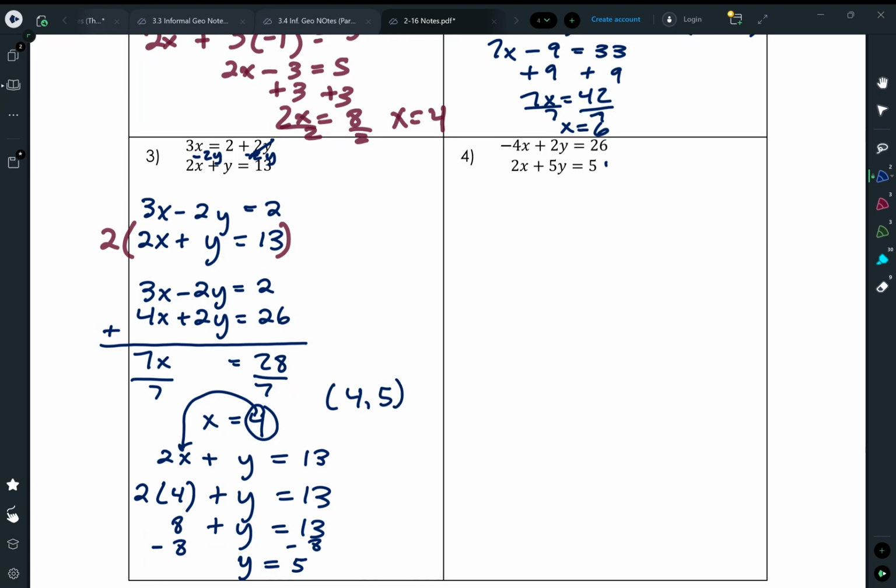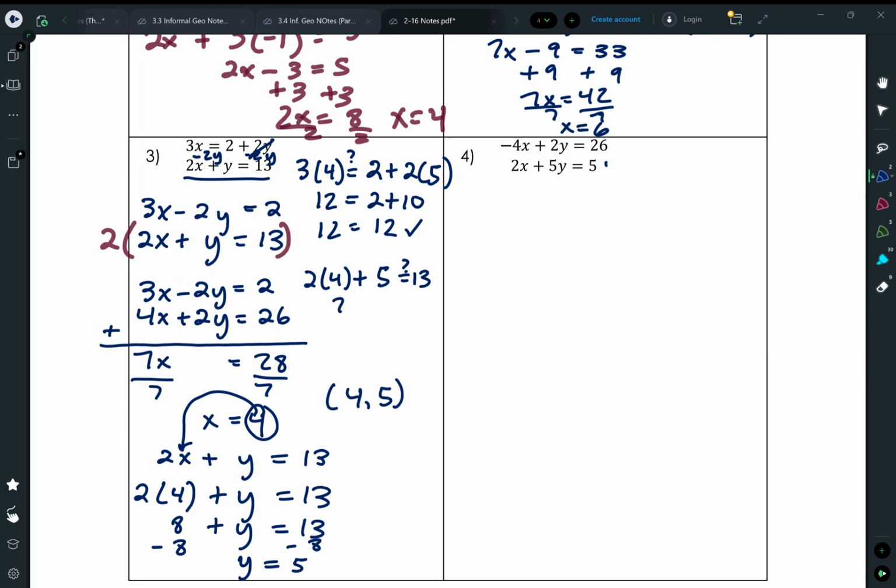If I wanted to check, I would go back and I would use this ordered pair and check in both of them. I would do 3 times 4 equals 2 plus 2 times 5. I would check that one. So this is my first equation. 12 equals 2 plus 10. 12 equals 12. So it works in my first equation. Let's make sure it also works in the second. The second one says 2x plus y is 13. So 2 times 4 plus 5 is equal to 13. Let's check that. 8 plus 5, yes, 13 equals 13 again. So as long as it's a solution to both of them, it's a solution to the system.